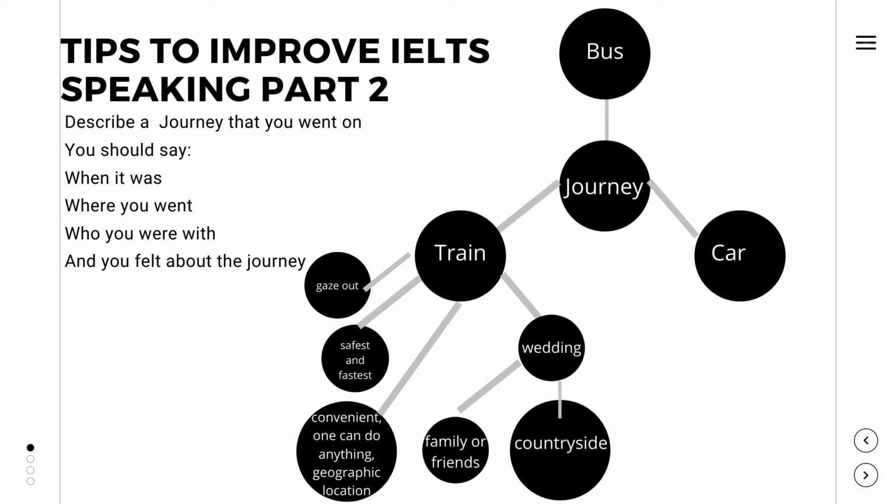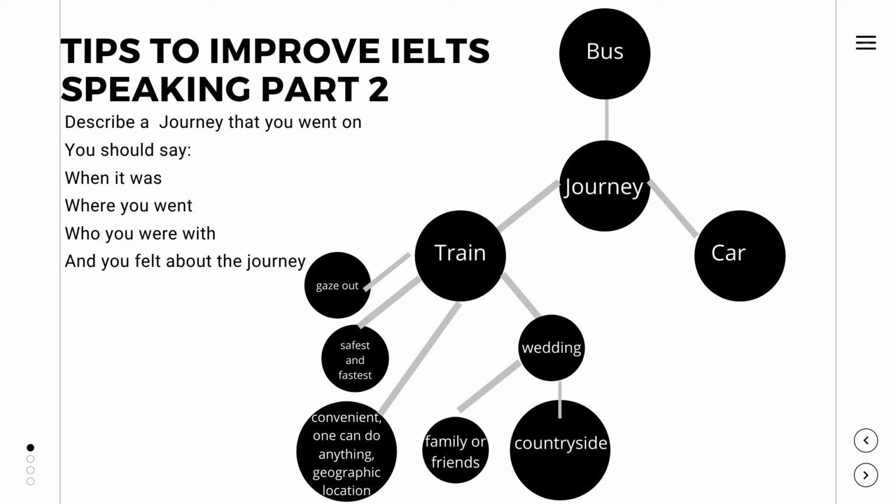This is a past tense question, so a lot of your discussion will be in the past tense. You can also give reference to the present tense and the future tense, but most of the time you will speak in the past. The question has bullet points. You should say, which means that you don't need to speak about every bullet point.